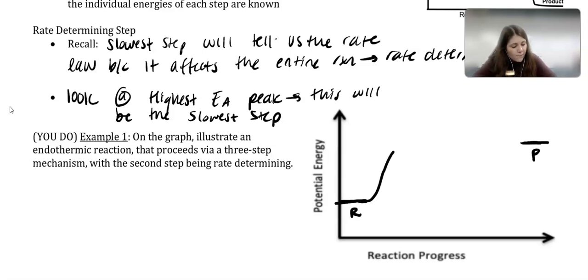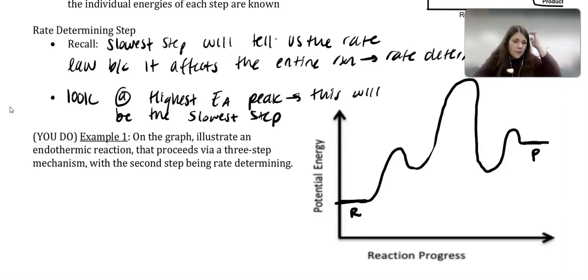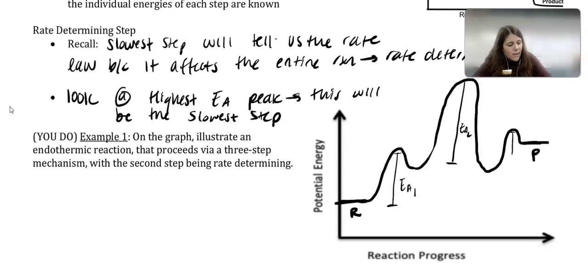So here I'm going to show my first reaction, first step. Then on the second one, I'm going to be very dramatic with it. So there's the second one. And then the next one, I'm just going to show a little peak like this. Okay, so here is activation energy 1, that's fine. Then this would be activation energy 2, and this would be activation energy 3. We would have our intermediates right here. You don't need to label them, I'm just doing it right there.